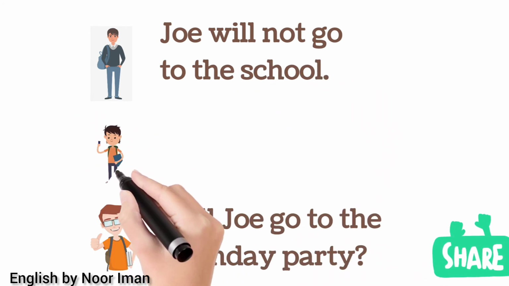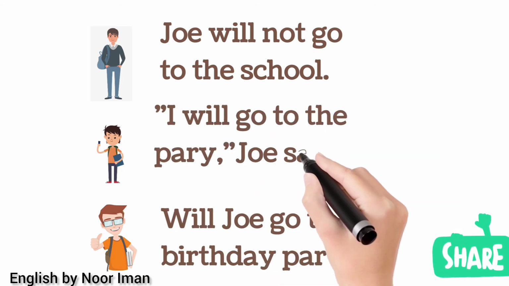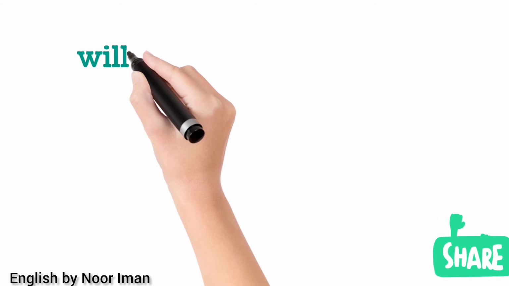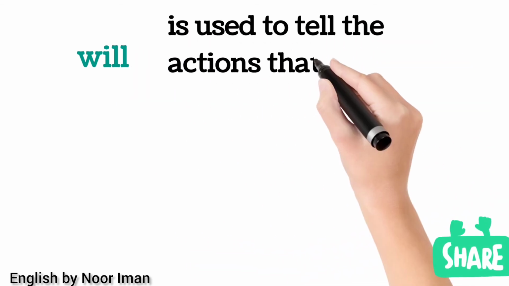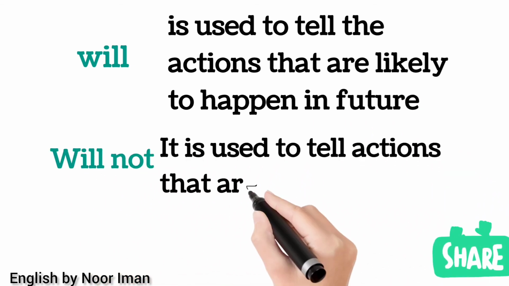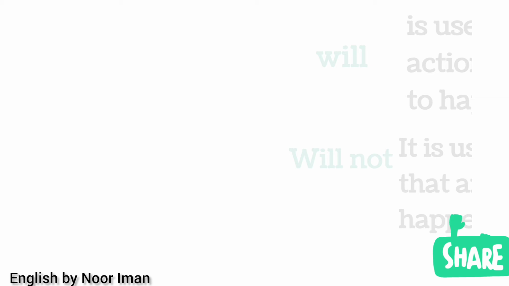These are the three conditions that have been taken from the situations mentioned earlier. Use of will: will is used to talk about future actions that are likely to happen in the future. Will not is used to tell the actions that are not likely to happen in the future.